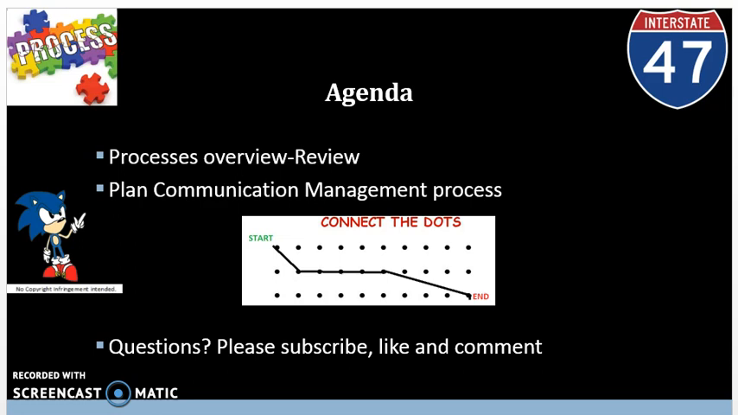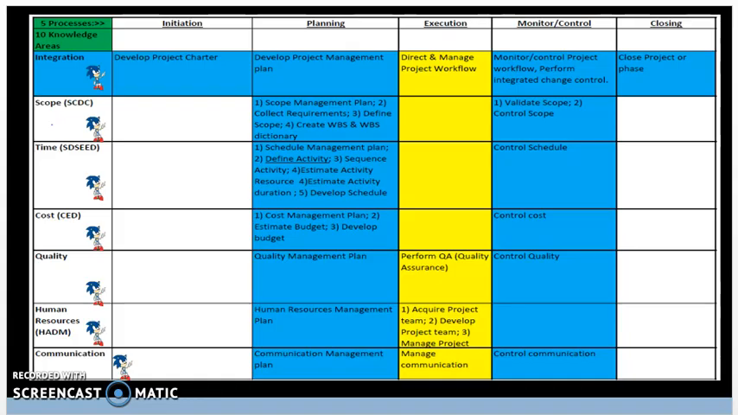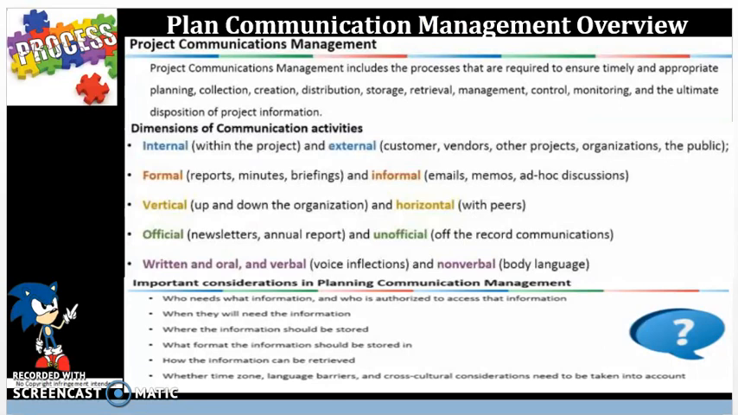So let's move forward. As project managers, we spend 90% of our time communicating in various dimensions. So it's a no-brainer we need to plan accordingly to meet our stakeholder needs. There are various dimensions of communications, and these activities are included here. We have internal and external communication.